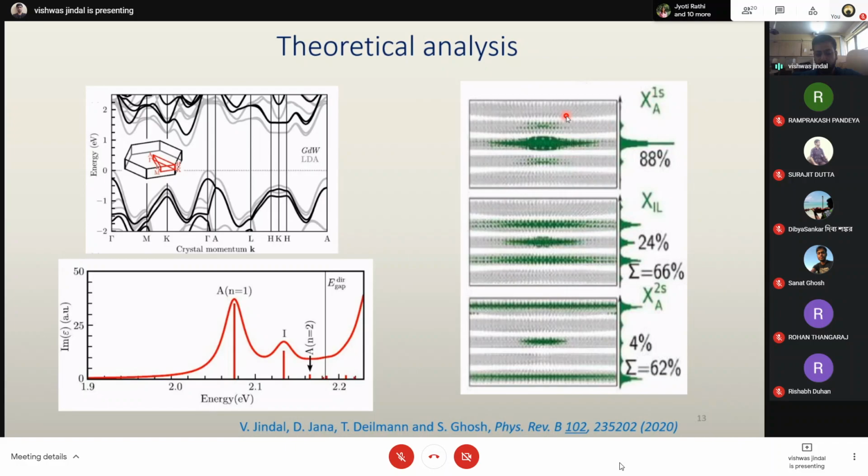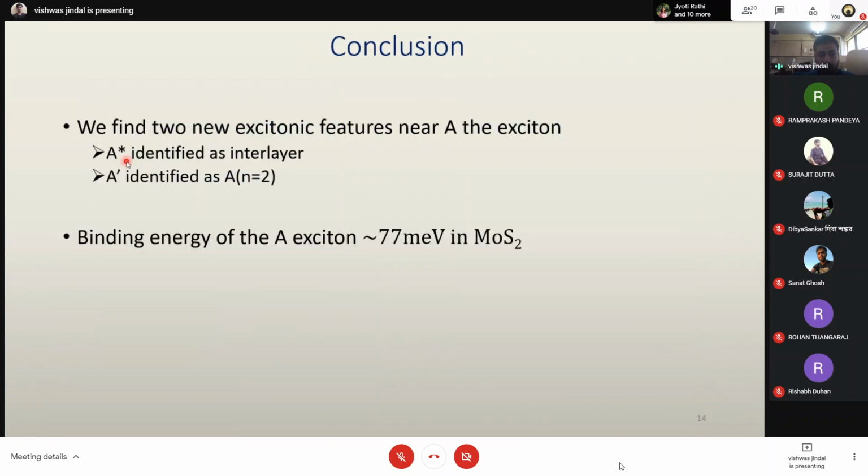And the next signal that was coming in the photo-reflectance spectroscopy is actually an n equals 2, which has a spread like this. So this was our final conclusion, that the two features that we see in photo-reflectance spectroscopy are an interlayer exciton, and the A dash, which is the first excited state of the A exciton. Because now we have the ground state and the first excited state, we can calculate the binding energy of the exciton, which comes out to be 77 meV.